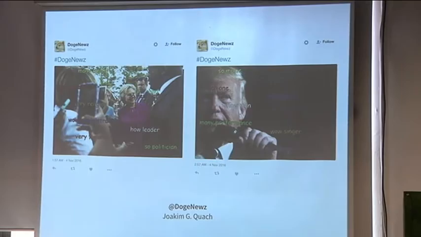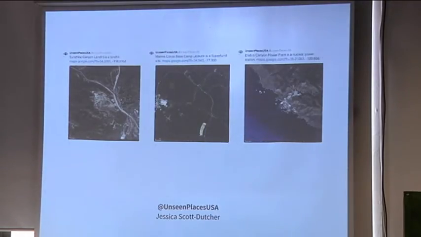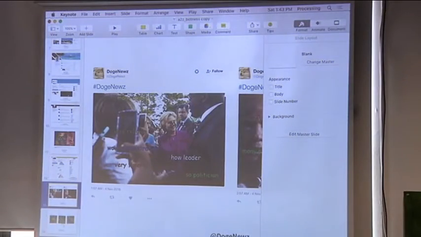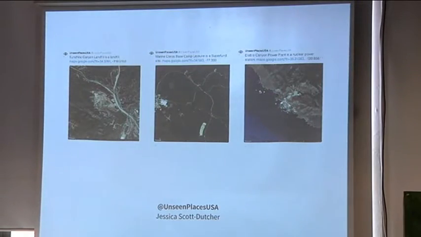Okay, so I think that's it. Oh no, there's one more. Let me get to that last one. I meant to end with the election-related one, but there's one more called Unseen Places USA, and this is by Jessica Scott Dutcher. And what this is doing is it's looking through Google Maps for little-known and obscure places and tweets those locations and information about those locations. So it's using data from both Wikipedia and the Google Maps API.